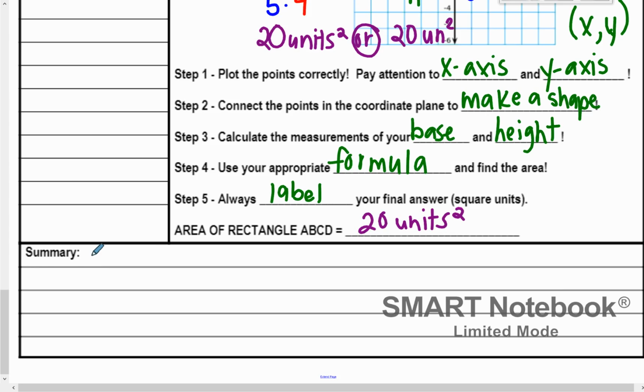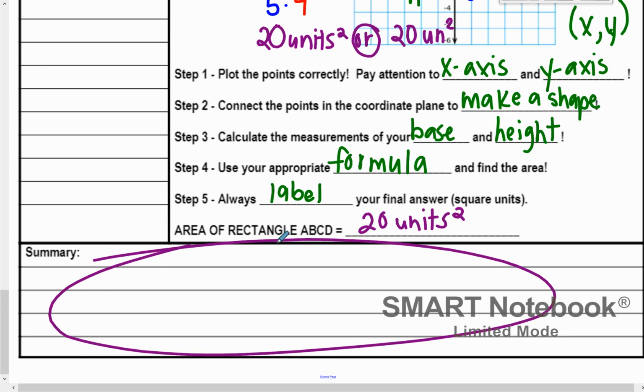Okay. Take this time to write a summary about how you are going to find the area by graphing shapes on a coordinate plane. Okay, you might want to summarize how you plot points on the coordinate plane first and then talk about how we find the area. But I do want you to write that summary, okay, before you move on to your classwork.